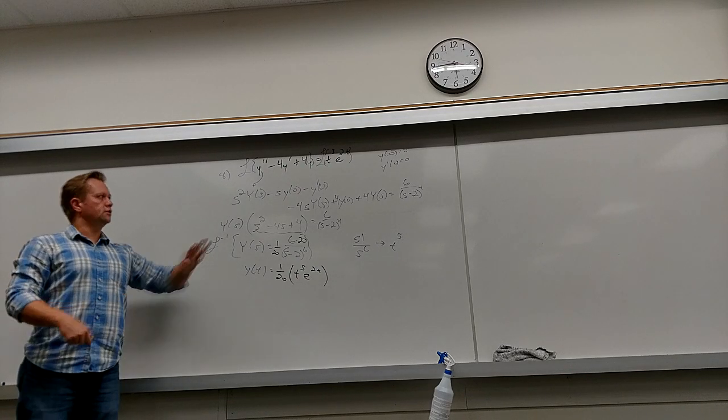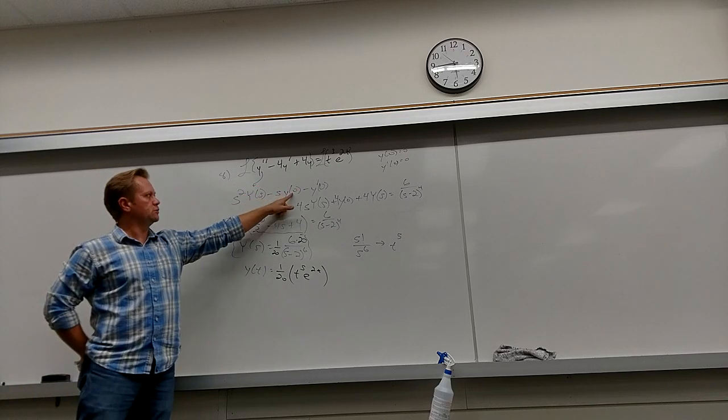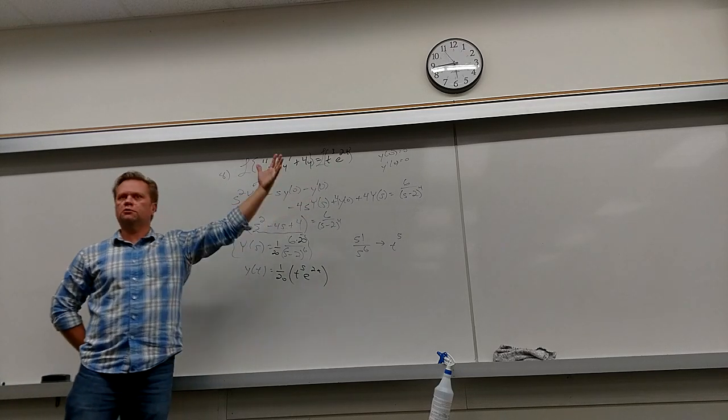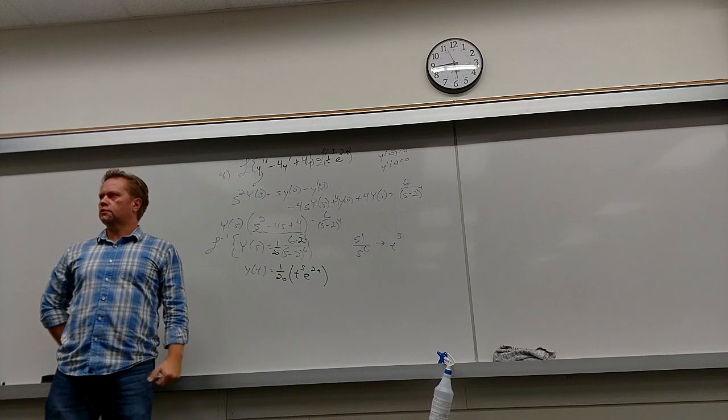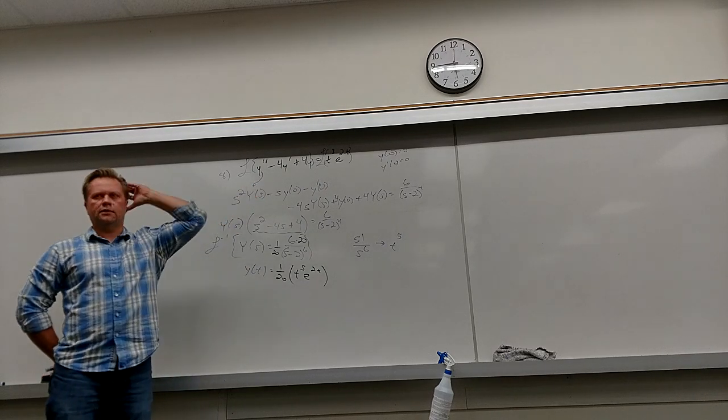Now you could still do all this even if I didn't have information like that. You would just put constants wherever you see y of 0, y prime of 0. You would just put C1 and C2 and just carry it through. You can still do it. It's just that this is very often done with IVPs.